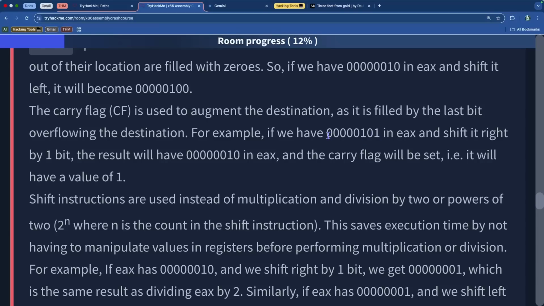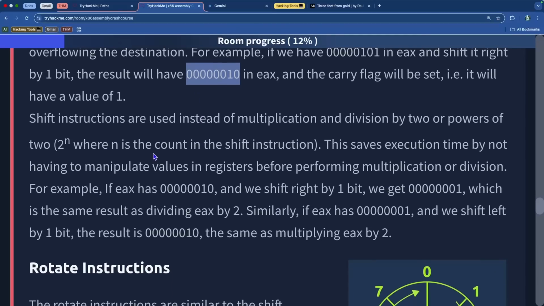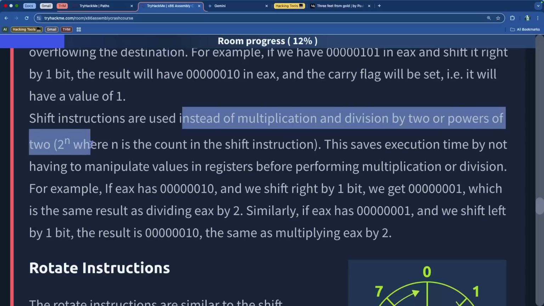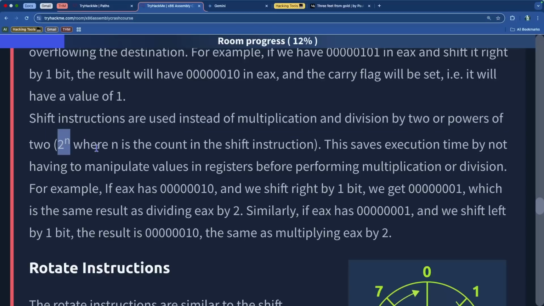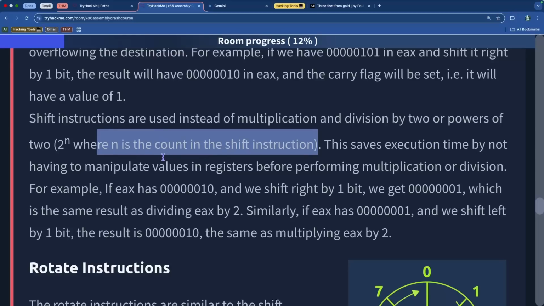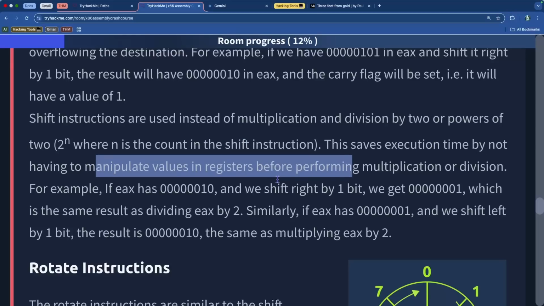And so if this is being shifted to the right, the carry flag will be set, and then it will have a value of 1, because that extra 1 at the end seems to have fallen off, but it's actually being stored inside of the carry flag. Shift instructions are used instead of multiplication and division by 2 or more powers of 2. So 2 to the power of n, essentially, where n is the count in the shift instruction. This saves execution time by not having to manipulate values in registers before performing multiplication or division.